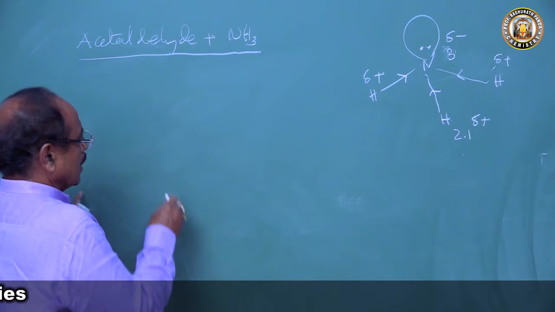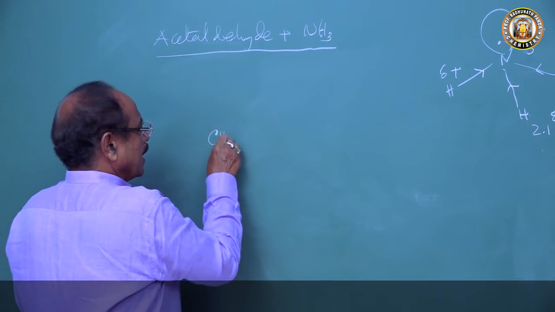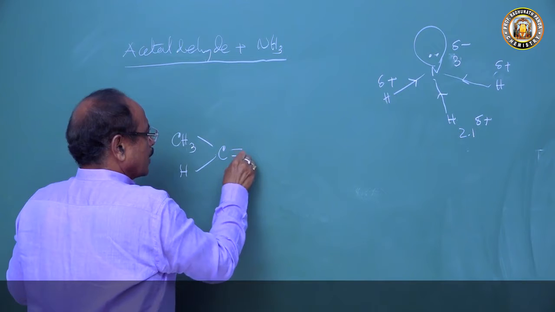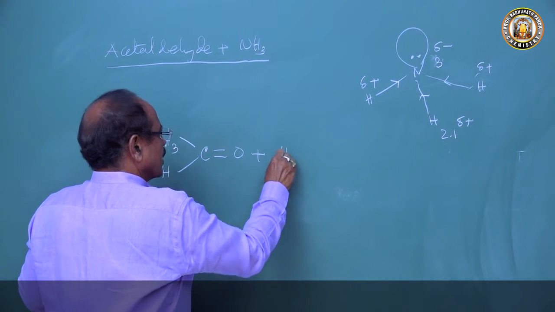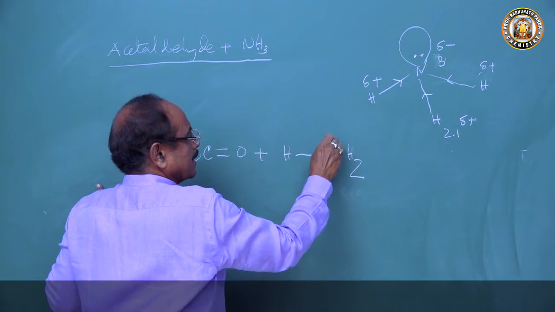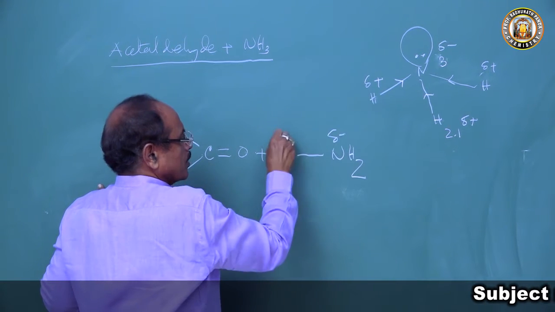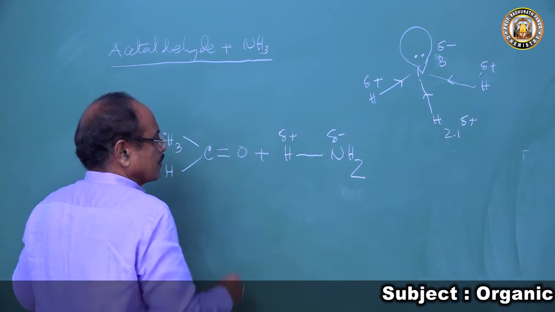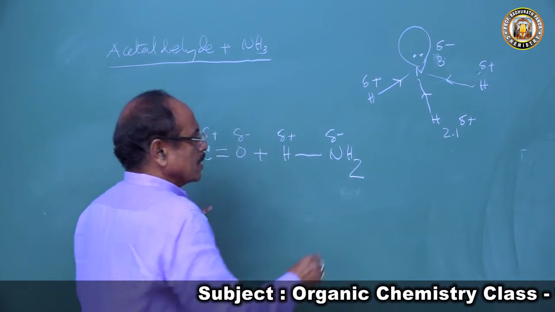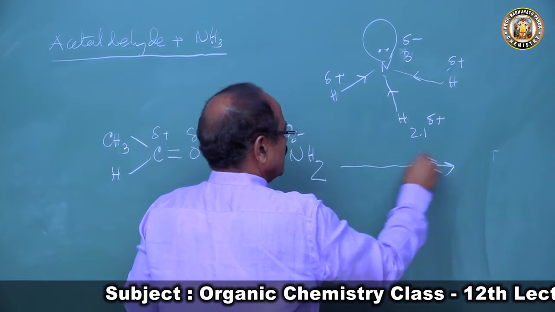So when you take acetaldehyde, CH3CHO, and we are treating this with ammonia, I am writing this as H-NH2. Nitrogen is negative, so I am putting negative. Hydrogen is positive, I am putting positive here. Here oxygen is negative and carbon is positive. So this undergoes nucleophilic addition reaction.